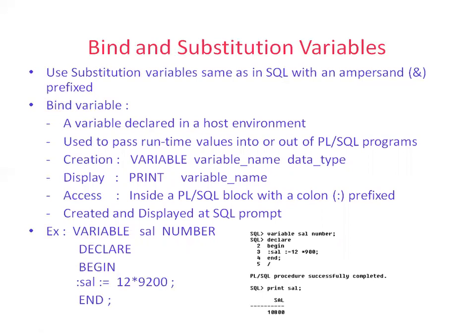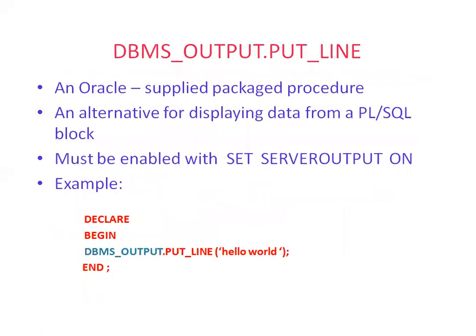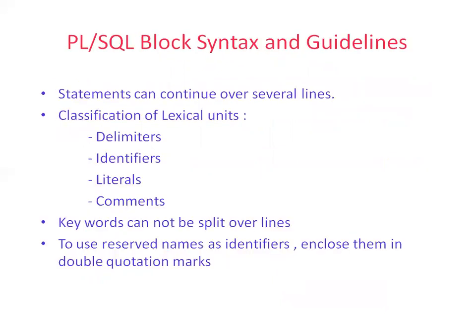Binding and substitution. Binding is nothing but you declare a variable and you want to assign a value to it. That's a substitution; you're assigning a value to that. And dbms_output.put_line, we understood that it is used for printing output values in the console. If you want to use dbms_output in the normal command prompt window, the SQL Plus prompt, make sure you enable set serveroutput on. These are some of the guidelines when you use it.